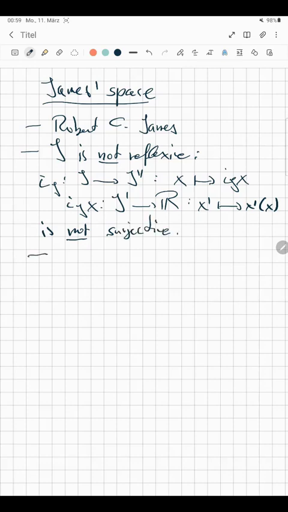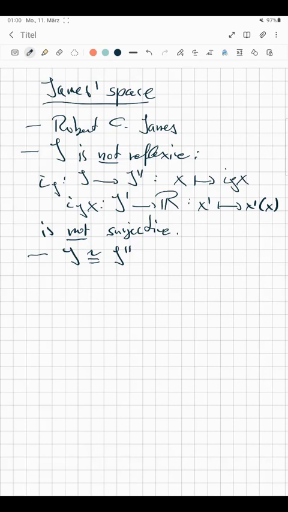However, and now it gets interesting, J is still isometrically isomorphic to J''. So it is isometrically isomorphic to its double dual space. And I mean, this doesn't seem very intuitive at all. And actually, it was not thought to be possible until James constructed this notorious space.